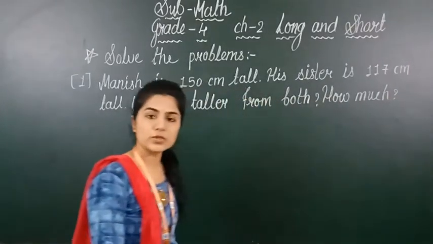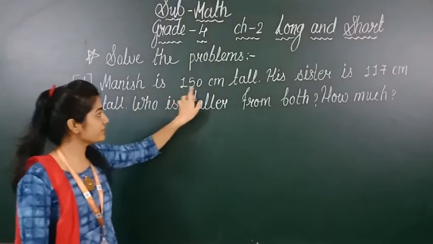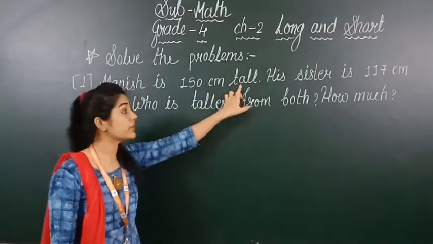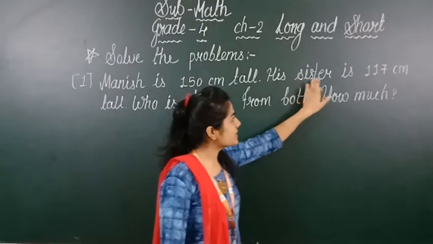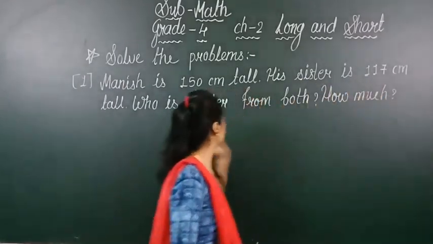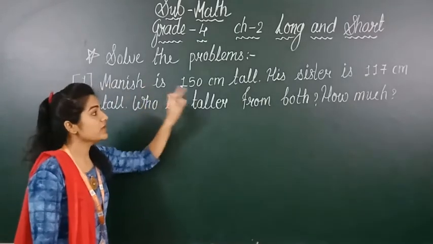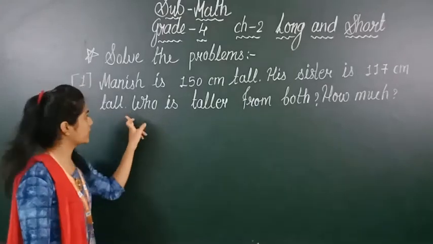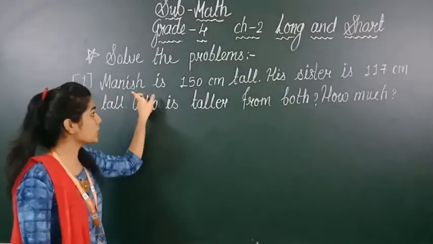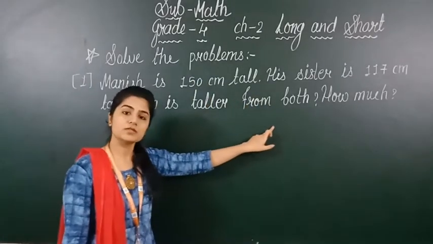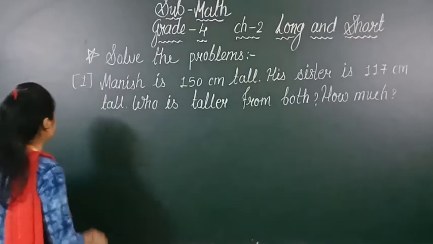Okay, now just look at this question here. Our question is Manish is 150 centimeter tall. Means Manish 150 centimeter लंबा है. His sister is 117 centimeter tall. That means उसकी जो sister है, किसकी? मनीष की sister है, वो 117 centimeter tall है. Who is taller from both? मतलब दोनों में से मनीष और उसकी sister में से कौन ज़्यादा tall है, right? That we have to find in this sum. So we are starting here our answer.